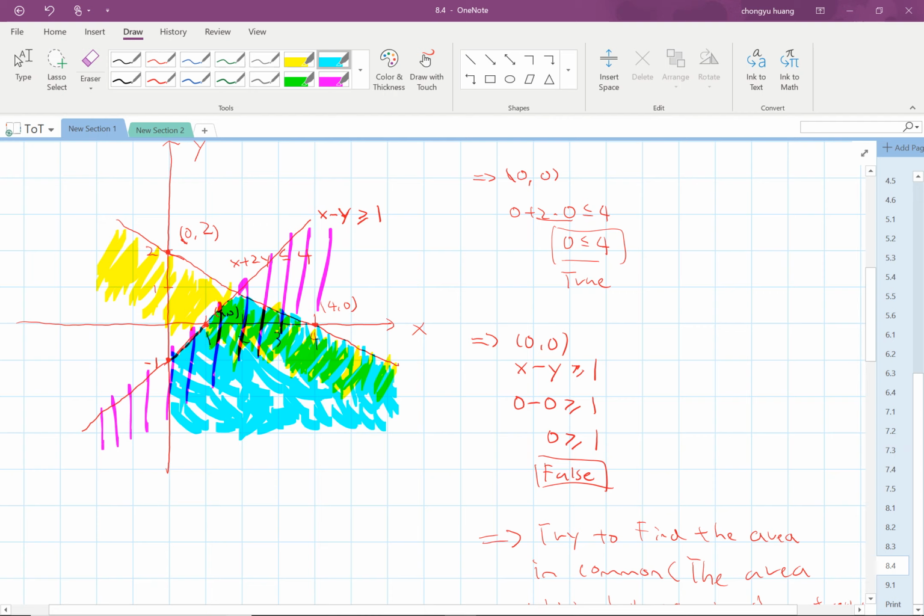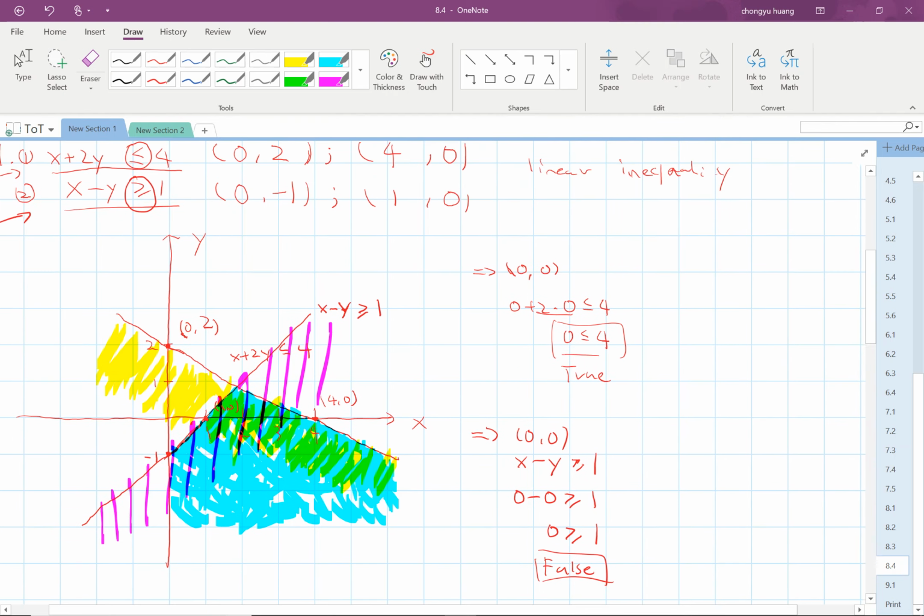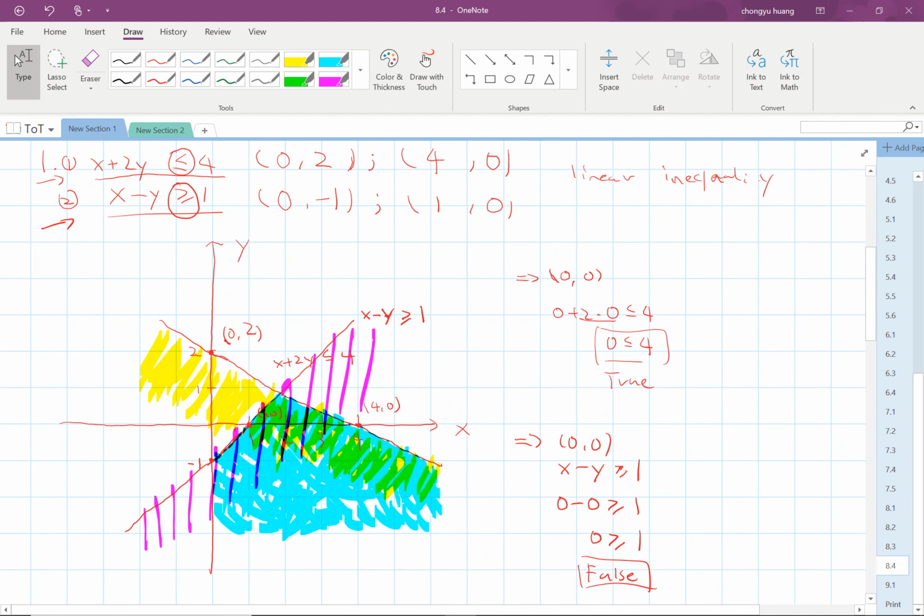Let me write it a little more clearly. I know it's a little bit of a mess, but try to follow. Whatever, I think this is the whole area. This is the final solution for this problem.